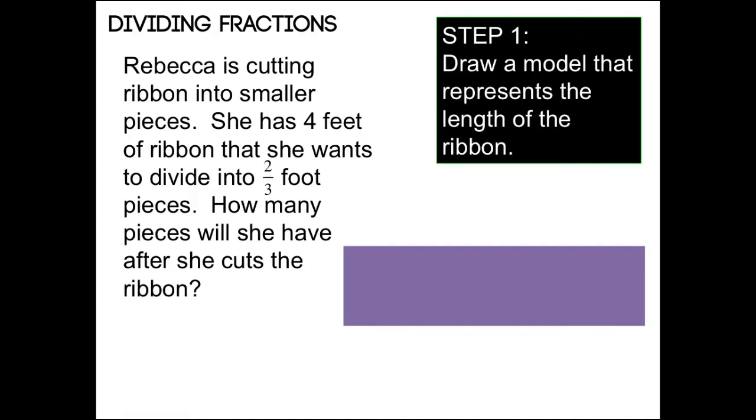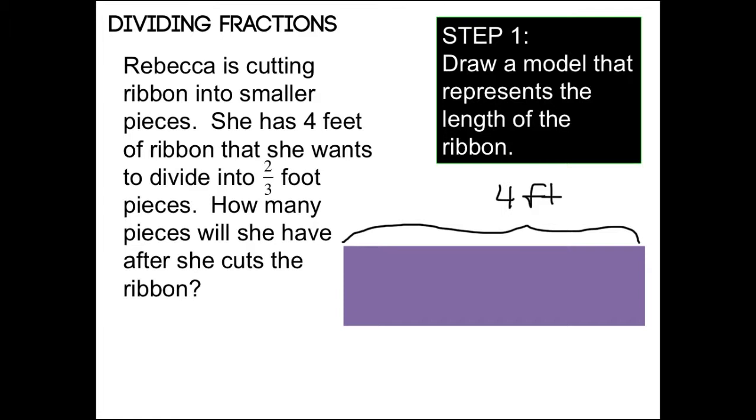So our first step is to draw a model that represents the length of the ribbon. And so right here I have a nice little strip of purple ribbon. Now I have to show that this ribbon is 4 feet in length. And so all I'm going to do is label this outside edge as 4 feet. And for this 4-foot piece of ribbon, I'm going to divide this ribbon up into 4 equal parts to show where each foot is.